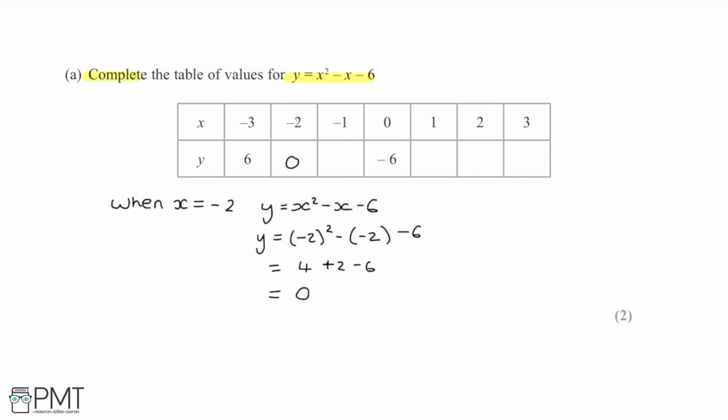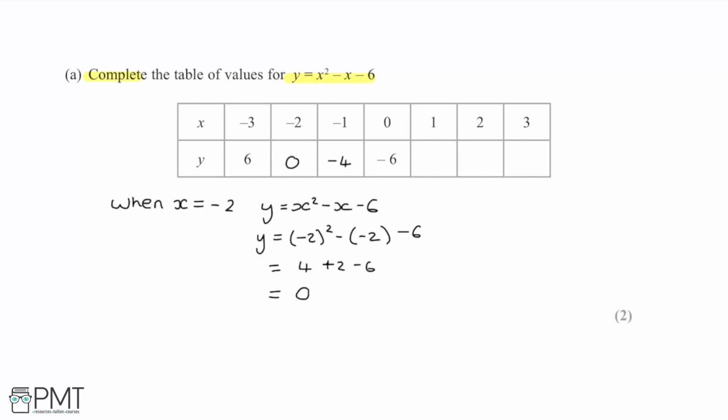Similarly, I can do the same for -1. So -1 squared is 1, minus -1 is 1 plus 1, so 2. 2 minus 6 gives us an answer of -4 here. So I can fill that in also.